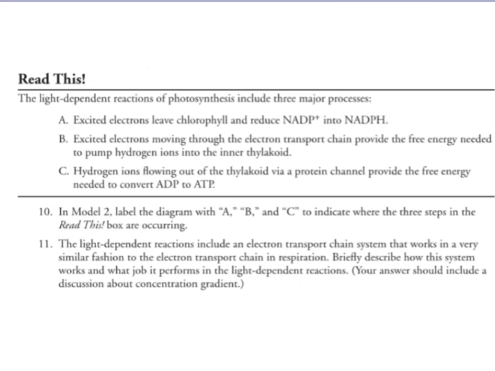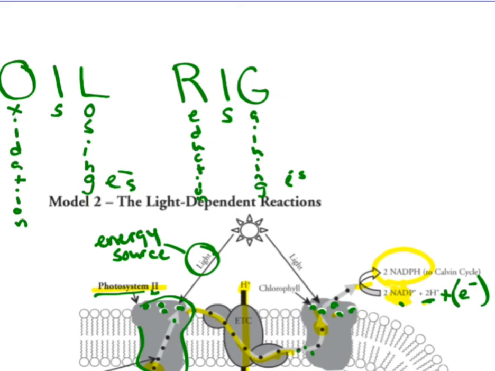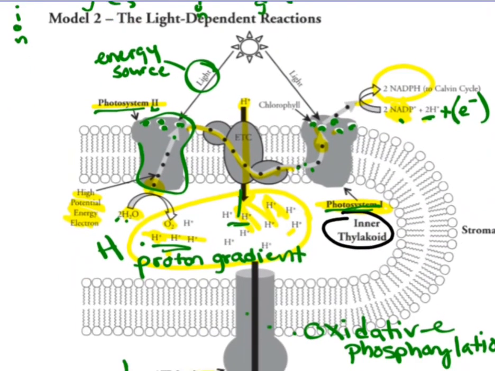Okay, next, these are the rest of the questions for this. Write A, B, and C to match this up. Excited electrons leave the chlorophyll and reduce NAD plus to NADPH. That's A. So where should I put A? What photosystem does that happen at? Okay, that's happening at photosystem 1. So label that with an A.